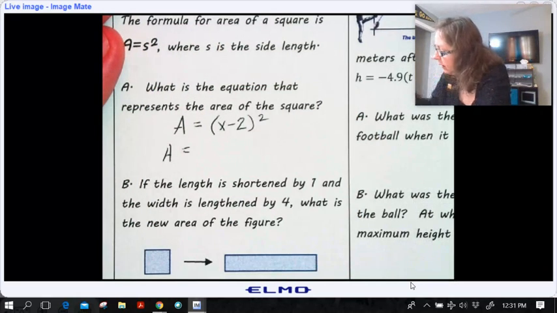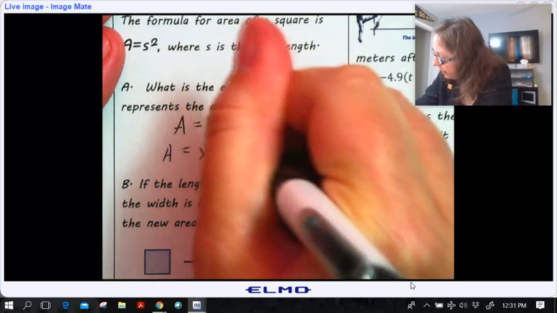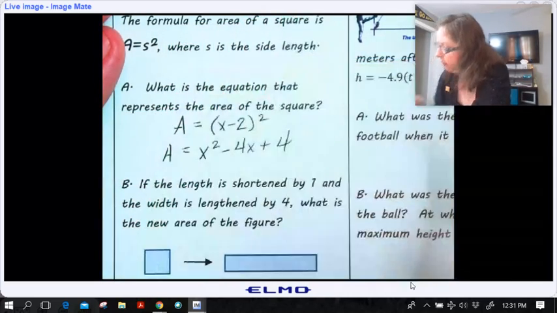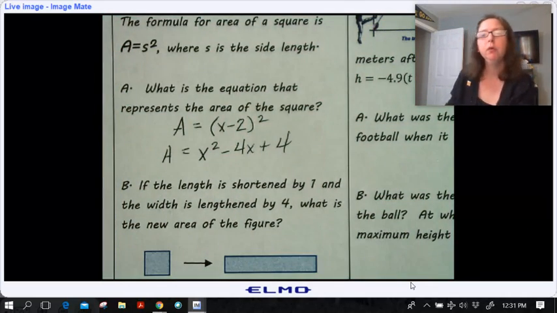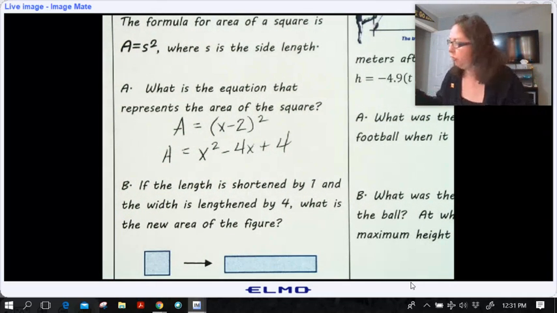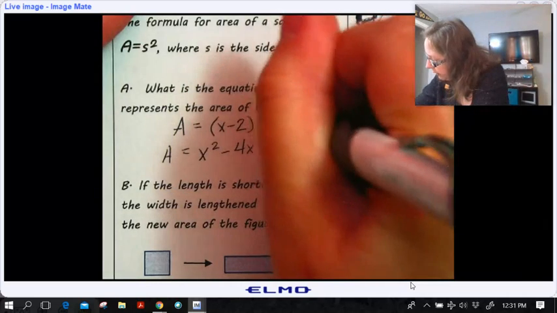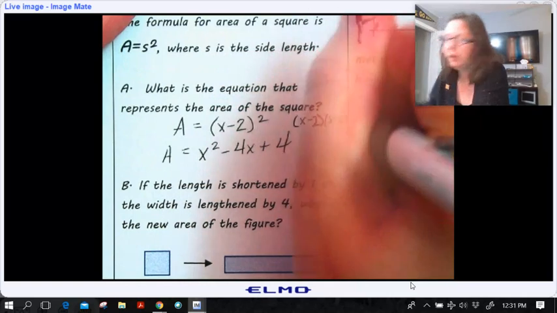And so (x − 2)² is going to be x² − 4x + 4. So all I did was multiply that out. You can use, again, either the distributive property method or the box method, but just be sure that what you're doing is (x − 2)(x − 2) like that, okay?